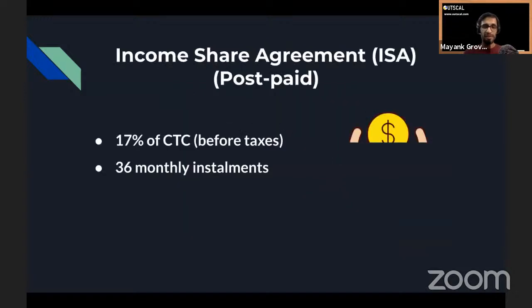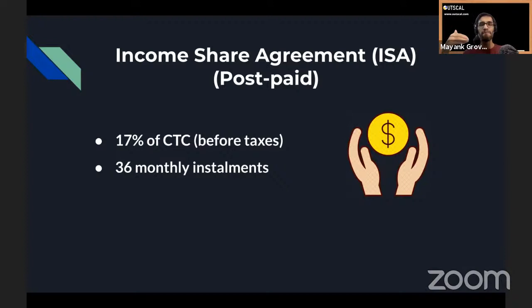Yeah, so I think this is the same thing, just a different way of representing it. The postpaid option, okay, is basically called income share agreement, short for ISA. What income share agreement is basically that you don't pay for the program upfront. Instead, you pay for the program once you've gotten a job. Okay. And the way you do that is that you'll pay 17% of your CTC on a monthly basis once you have started earning. Okay.